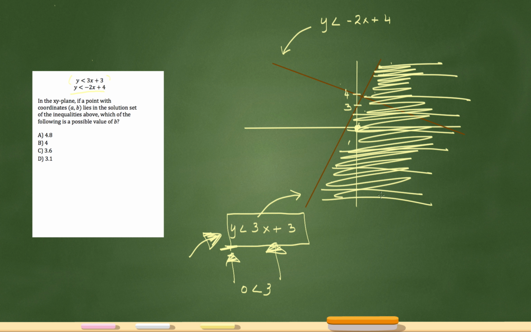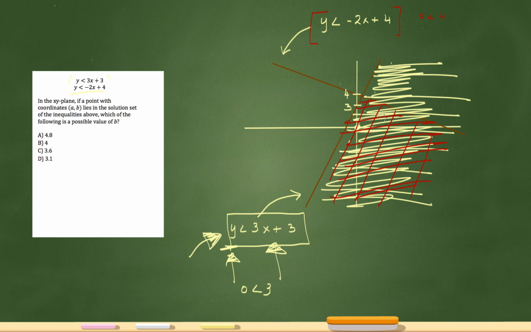Now let's do the same exact thing with the other one. This one is saying the y values are less than this line. So here's this line. Let me change the color so it's a little easier to see. This one is saying the y values are again less. If I throw the 0, 0 in here, this would also work, and 0 would be a solution to this inequality. So negative 2 times 0 is 0, 0 plus 4 is 4, and 0 is less than 4. So again, over here, I'm able to shade this portion.